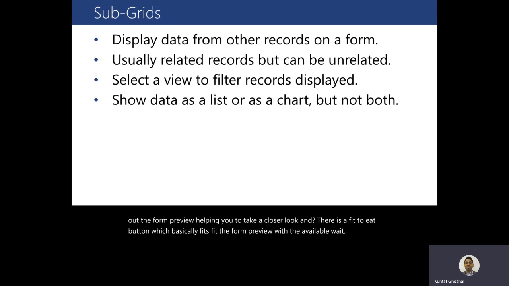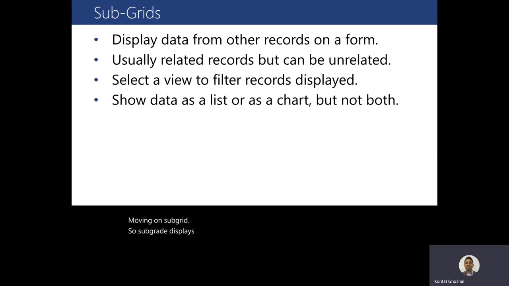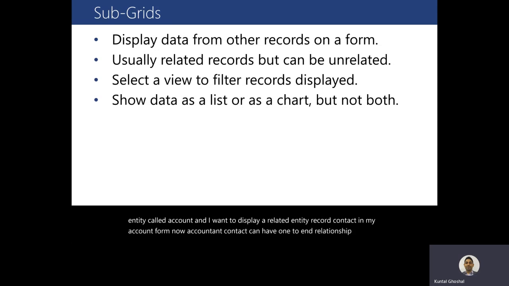Moving on, subgrid. So subgrid displays data from other records in the form. So let's say I am on an entity called account, and I want to display a related entity record, contact, in my account form. Now, account and contact can have a 1 to n relationship. One account can have multiple contacts, and I can use a subgrid to basically display all the contacts which are related with that particular account inside a subgrid in my form.